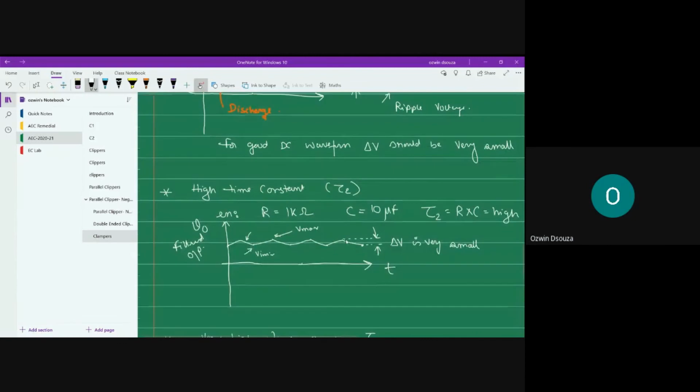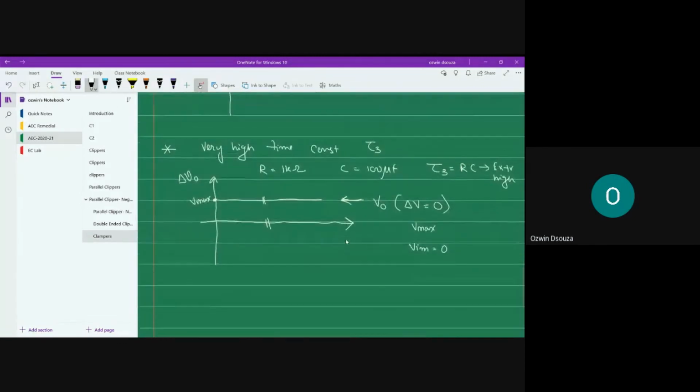Now why did I have to explain all this? I had to explain all this because your clamper circuit works on this condition. So for a successful clamper operation, a designer must choose an extremely high time constant. So in the given example, I had chosen 3 time constants: tau 1, tau 2, and tau 3.